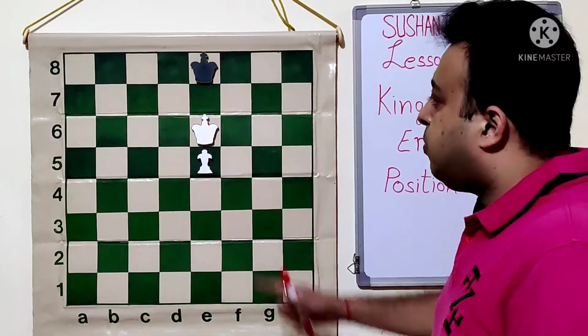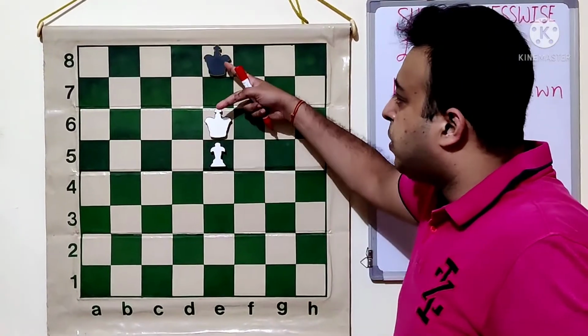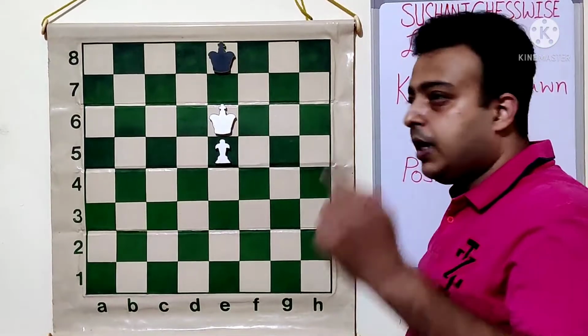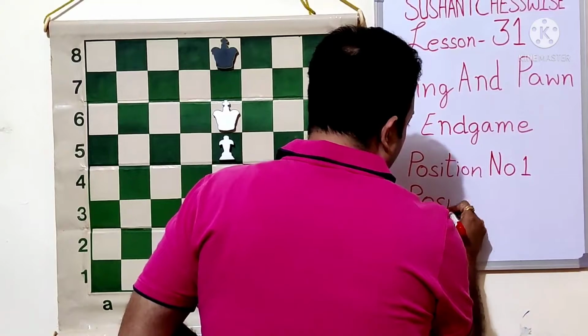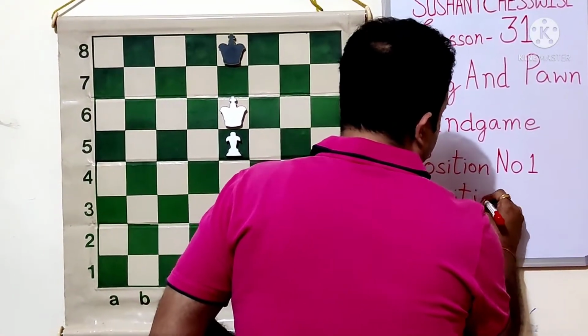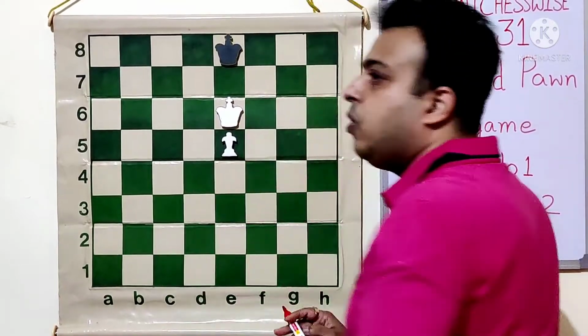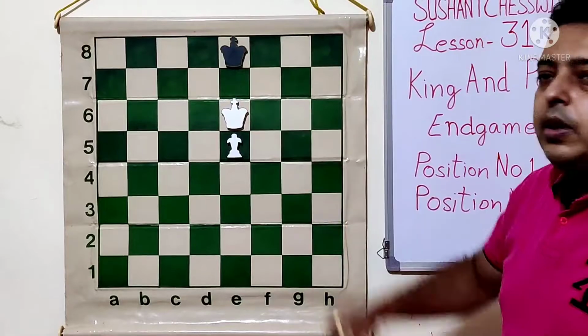Now we will look at this position where the king is on the 6th rank. See, like the previous one only, but the pawn is behind it. This position is very important and this is referred to as position number 2. So this position number 2 is what we will try to aim at. Getting this position number 2 will ensure that white will win the game.